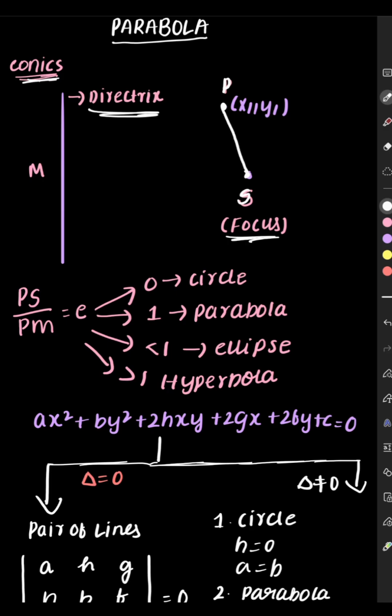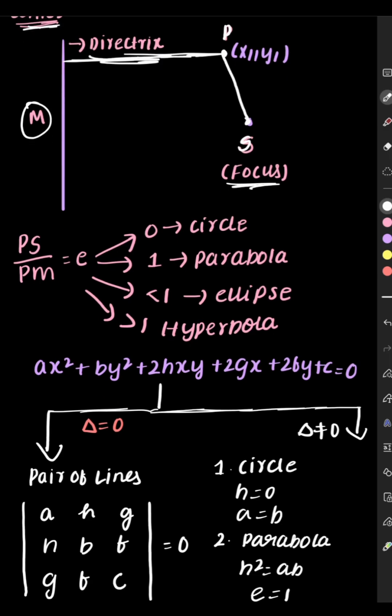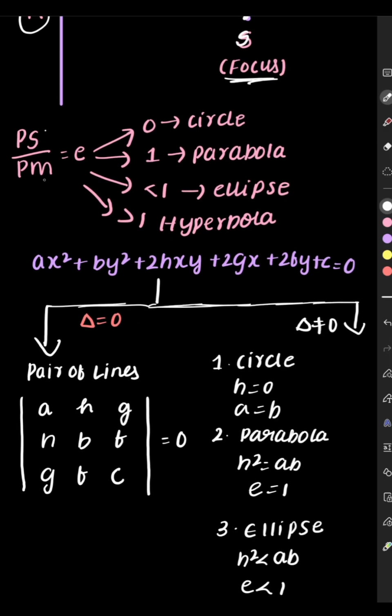We consider a line PS and the perpendicular distance PM from this point to this line M. The ratio of PS to PM is what defines eccentricity. If eccentricity is 0, then it's a circle, 1 parabola, less than 1 ellipse, greater than 1 hyperbola.